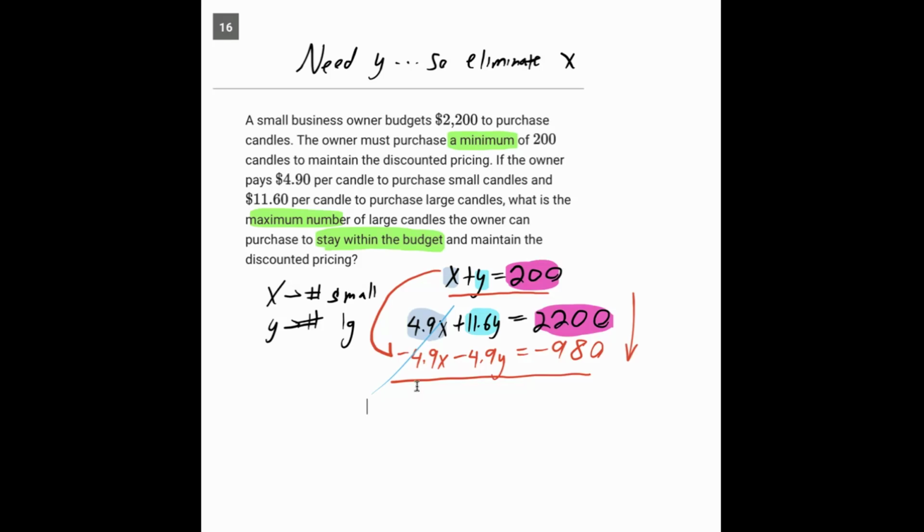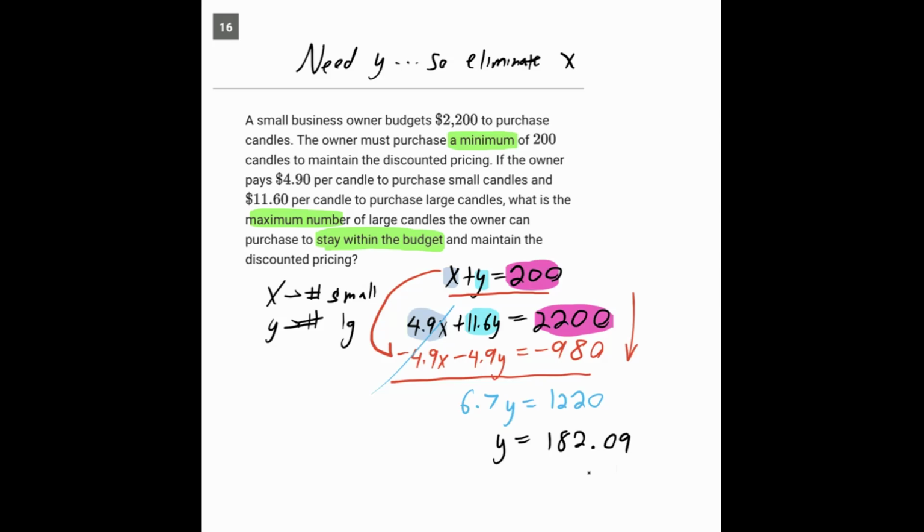11.6 minus 4.9, let's do that on the calculator. That's 6.7y, and 2200 minus 980 is 1220. Now we can divide both sides by 6.7, and we'll get y equals 182.09, just rounding to the nearest hundredth there.